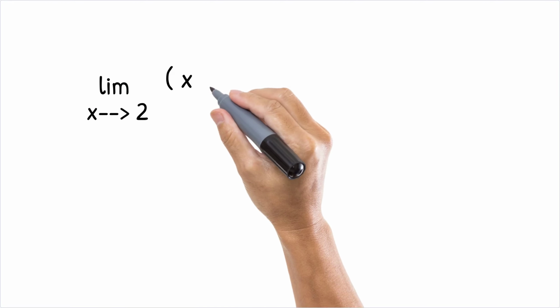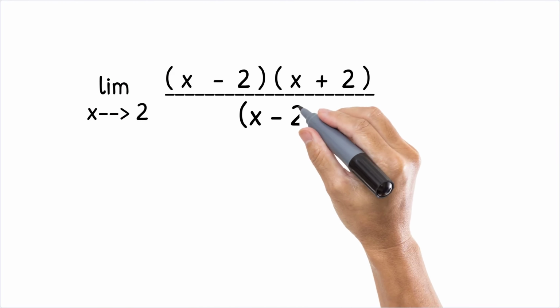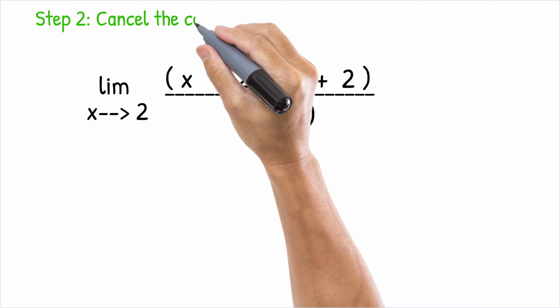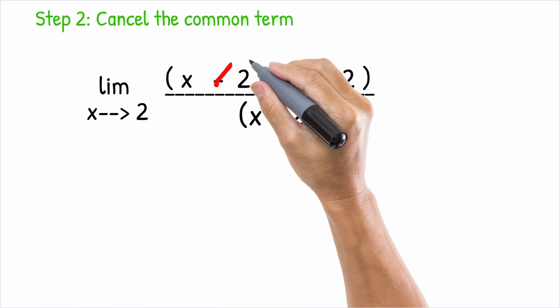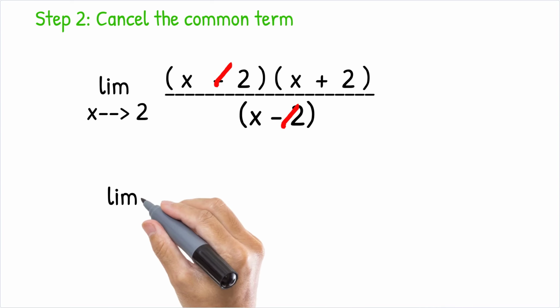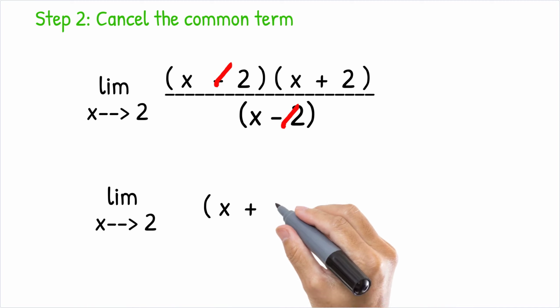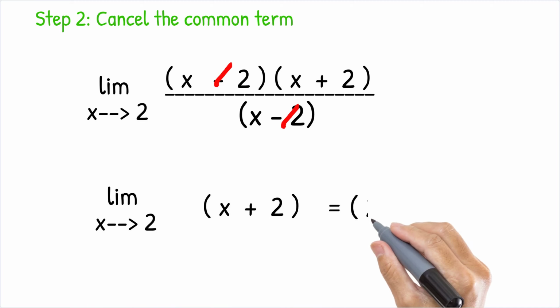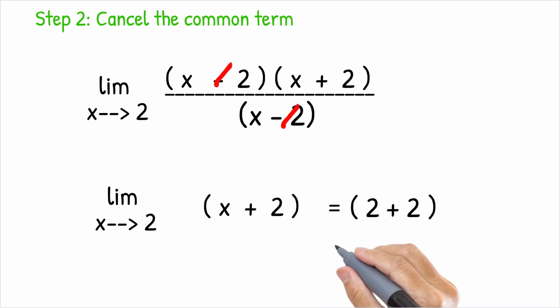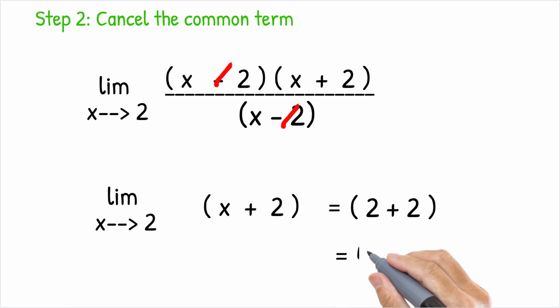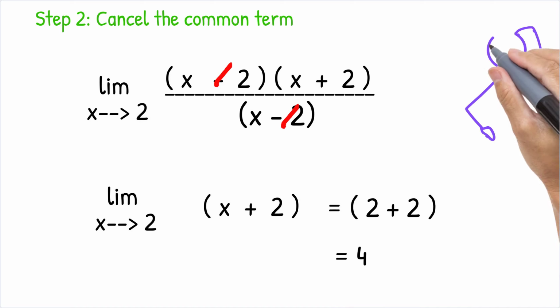Step 2. Cancel the common term, that is, x minus 2 in the numerator is simplified with x minus 2 in the denominator. After simplification, it will be the limit as x approaches 2 of x plus 2. Now substitute x equals 2, which equals 2 plus 2, that equals 4.